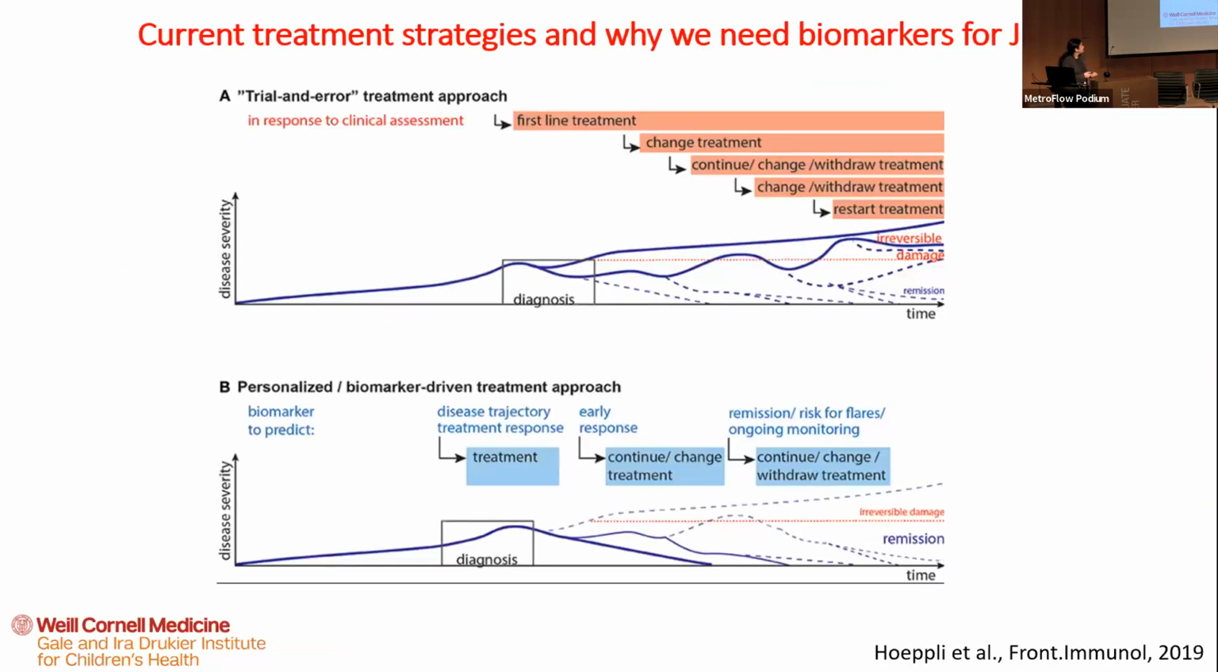And you can see in this graph how the disease is heterogeneous on the top graph. And the main way they are treated is very much a trial and error approach. And so there is a need for biomarkers, because once we identify biomarkers, then we can stratify patients based on the heterogeneity and have a targeted approach to treatment.